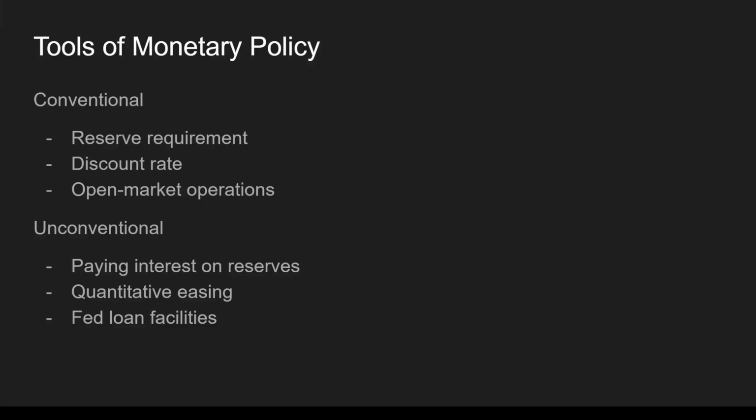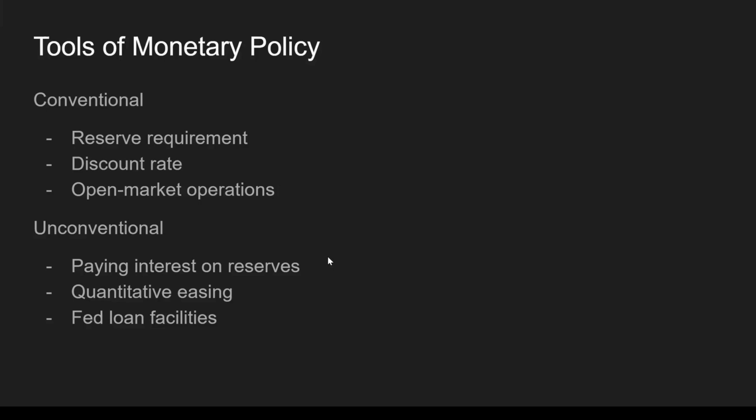The next conventional tool we have is open market operations. So open market operations are sales or purchases of government bonds by the Federal Reserve to or from banks on the open market. Let's say if the Federal Reserve buys bonds, the amount of money increases, and vice versa. If the Federal Reserve sells the bonds, the amount of money decreases. This is the most used tool of monetary policy.